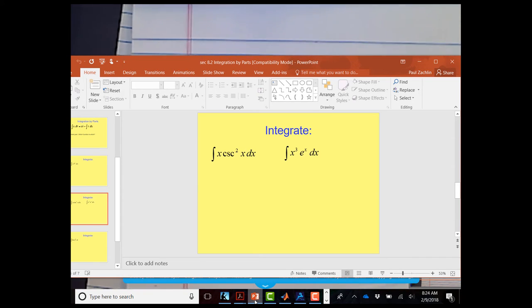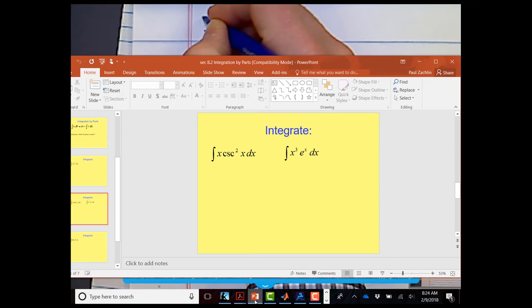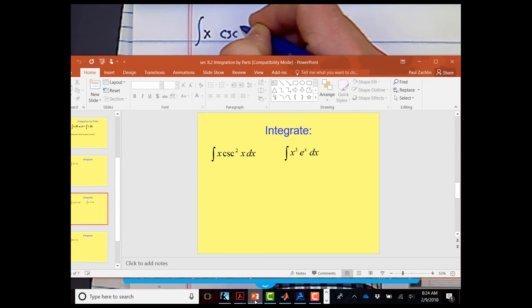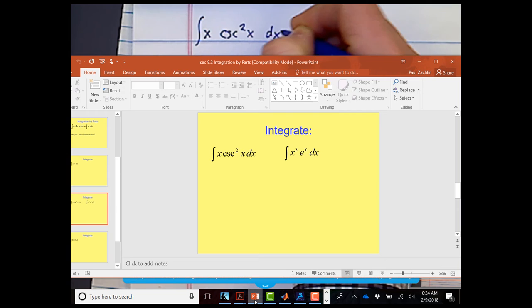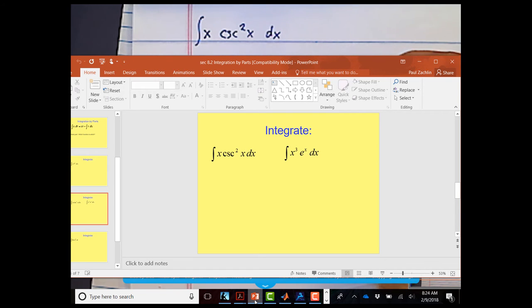So we're going to use x times cosecant squared of x dx. And then we're going to do x to the third power times e to the x dx.